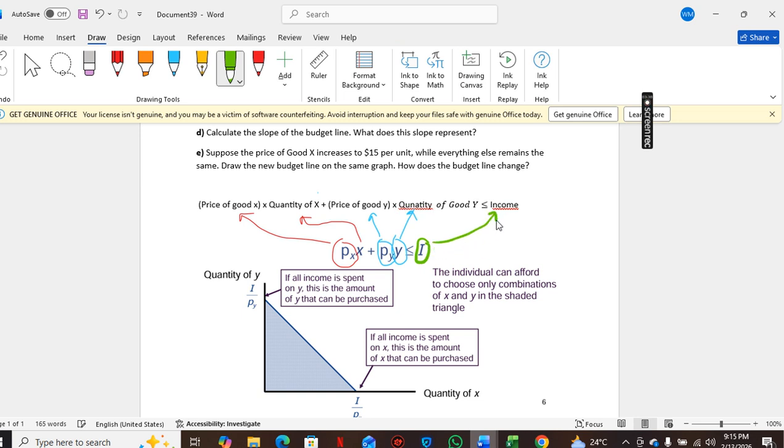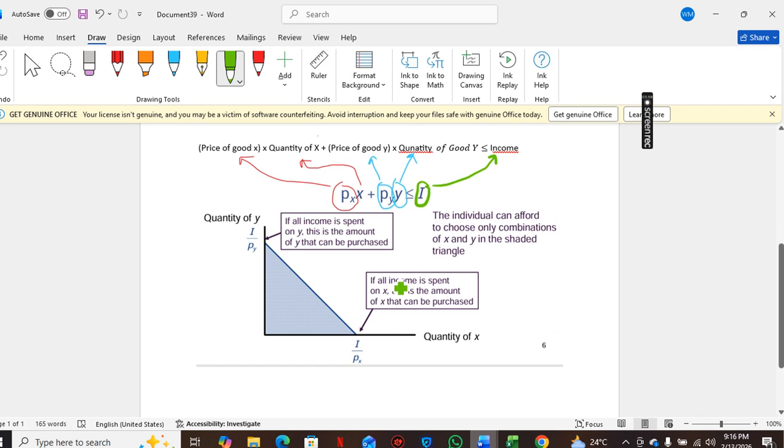You can only spend the amount of money that you have and less. You cannot go above that income. So this is the budget constraint equation, colleagues. Whenever they ask you to make a budget constraint equation, it has to be in this format here. Then this is how it looks graphically.